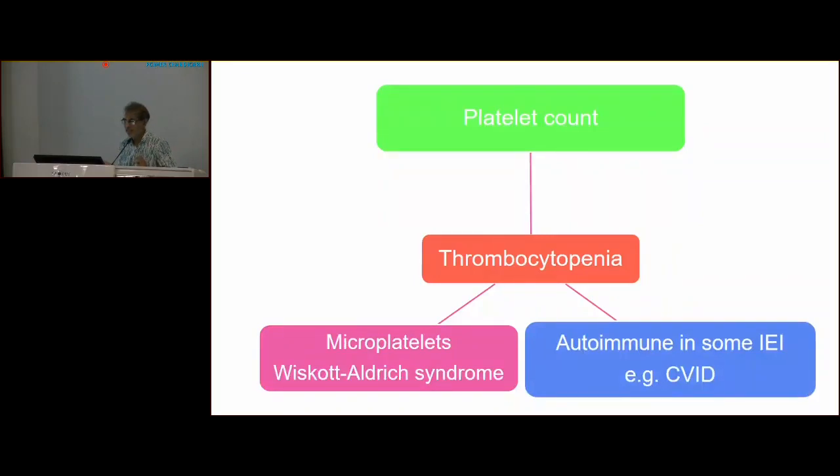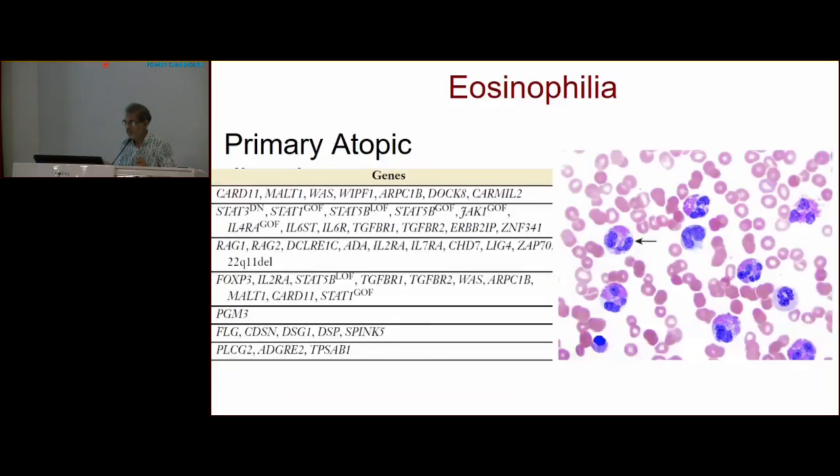Thrombocytopenia, as I said, one of the disorders, Wiskott-Aldrich syndrome, is associated with thrombocytopenia, and it also has small platelets, and as an autoimmune manifestation, it can be seen in other disorders like CVID. There's a whole category of disorders which I told, primary atopic disorders, and these are associated with eosinophilia.